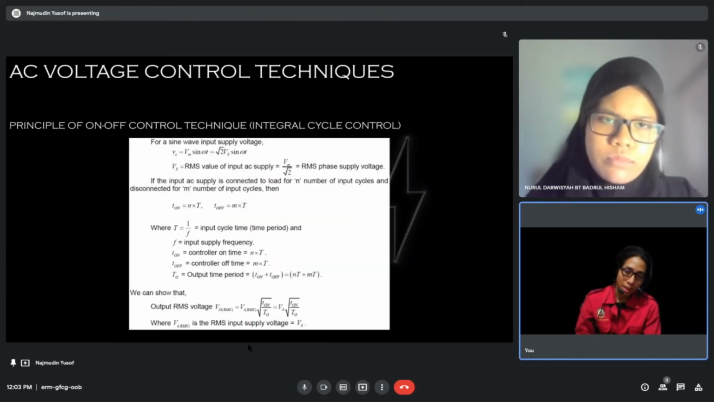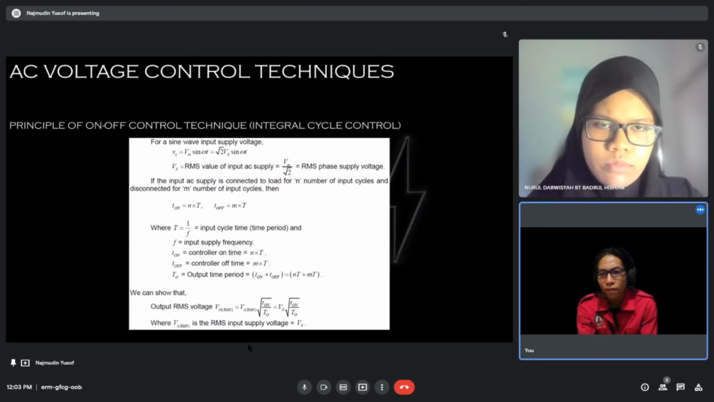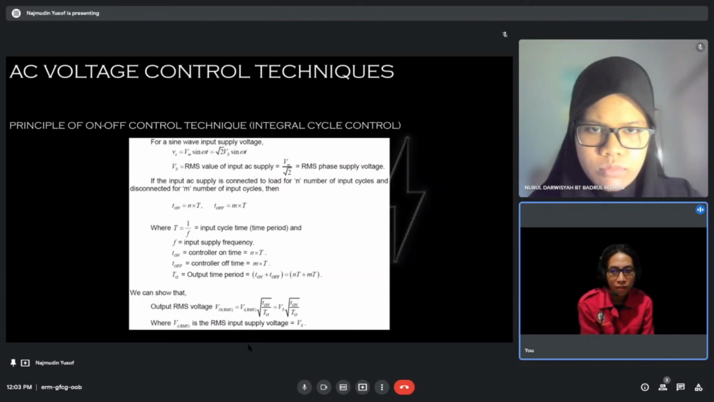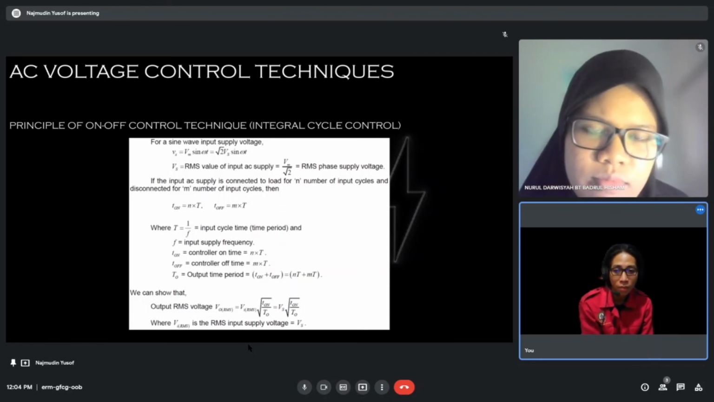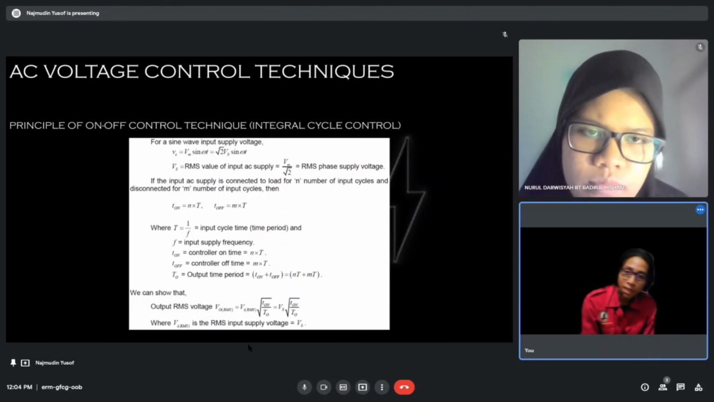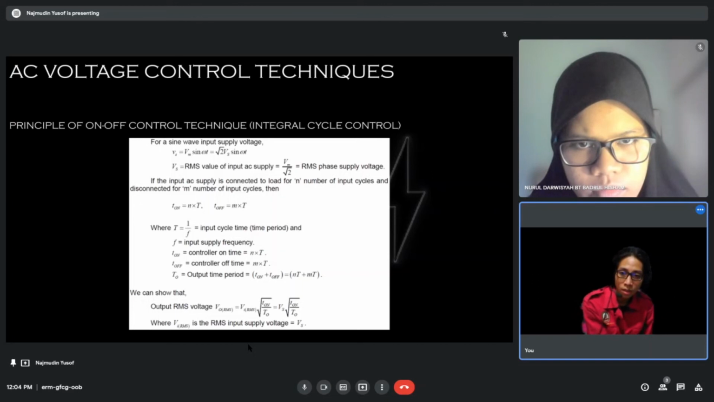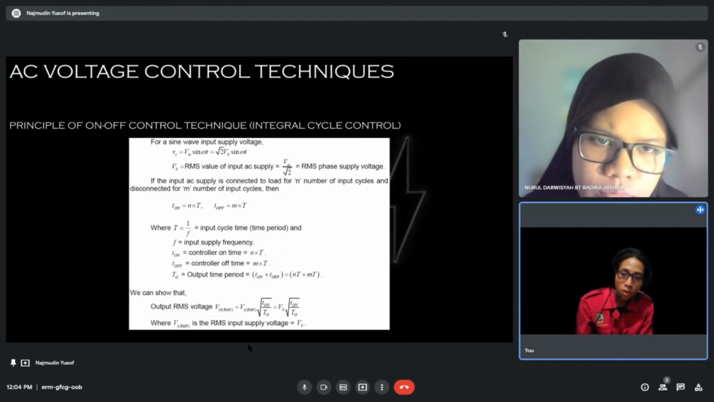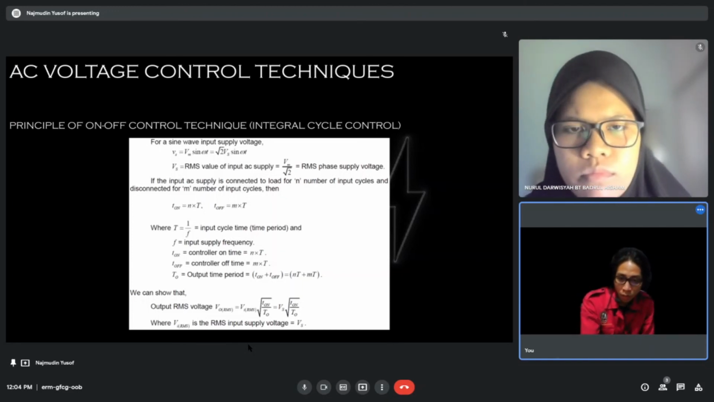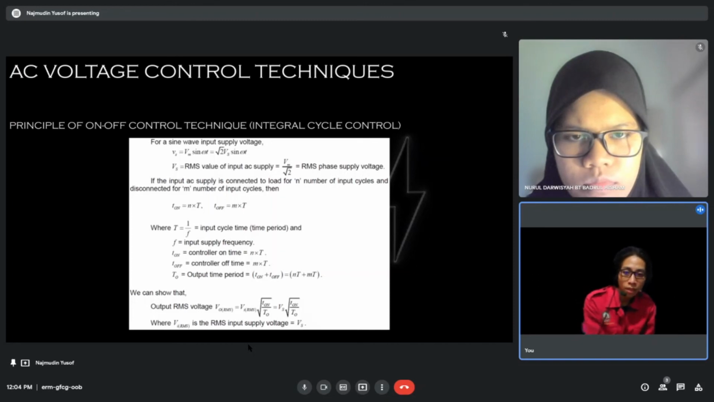So these are some calculations that we can conclude. For the sine wave input supply voltage, if the input AC supply is connected to the load for n number of input cycles and disconnected for m number of input cycles, then T on equals n times t and T off equals m times t, where t equals 1 over frequency, which is the input cycle time. So we can show that the output RMS value equals V in RMS times the square root of n over n plus m, where V RMS is the RMS input supply voltage.